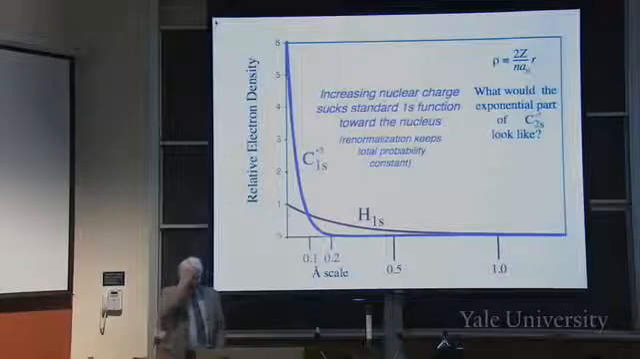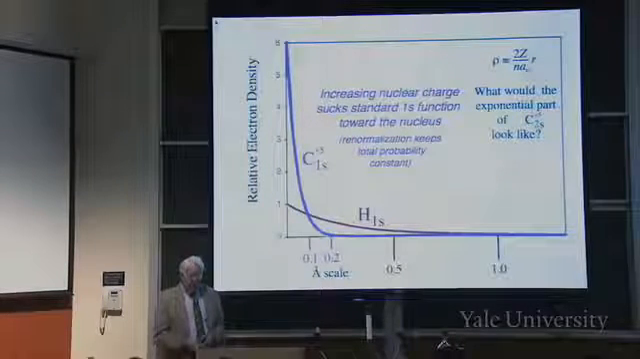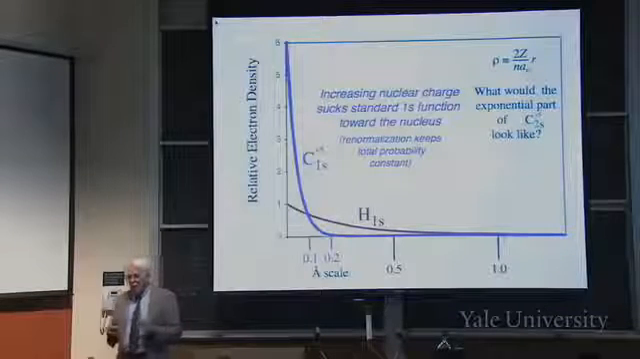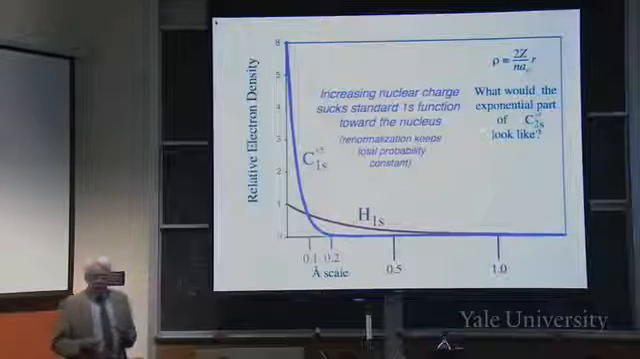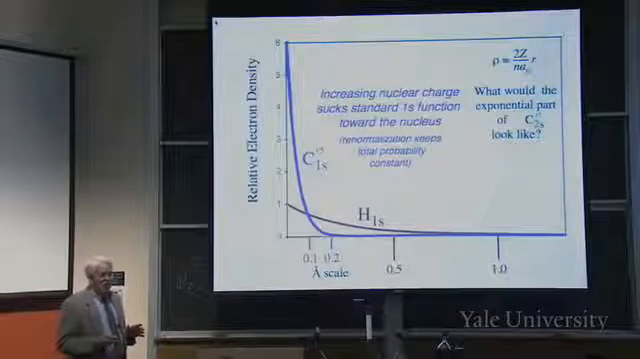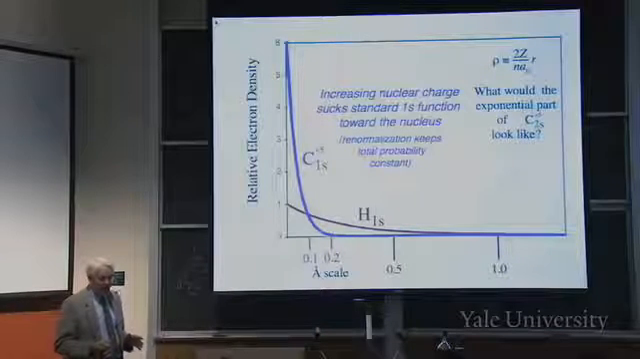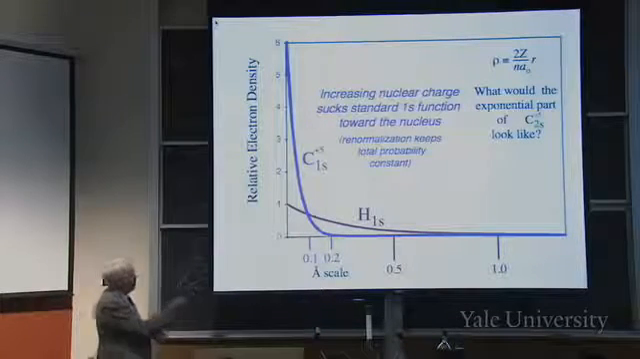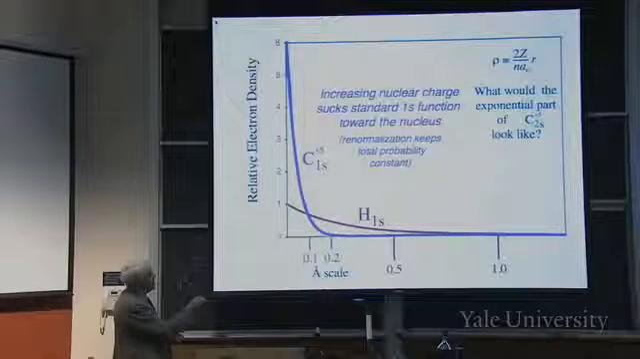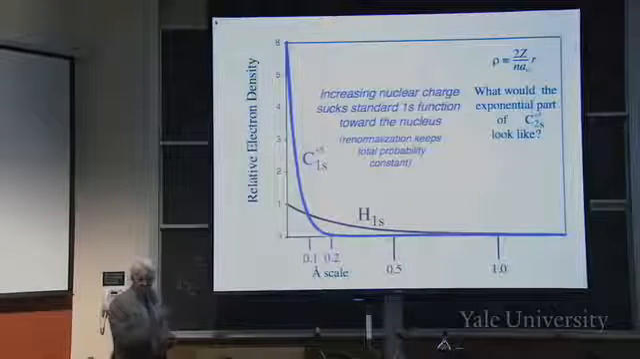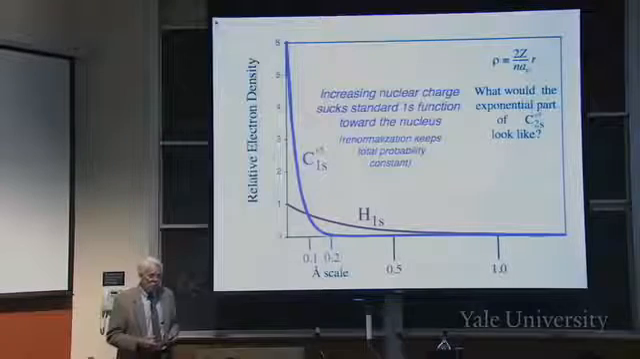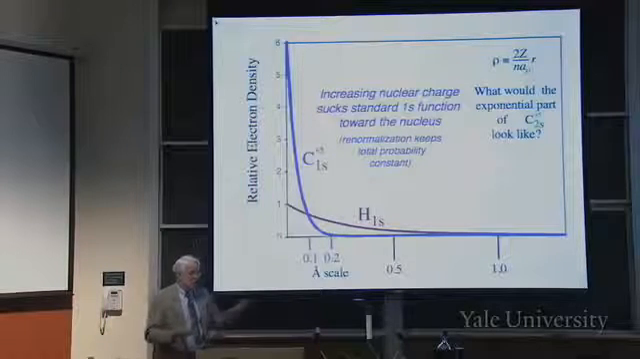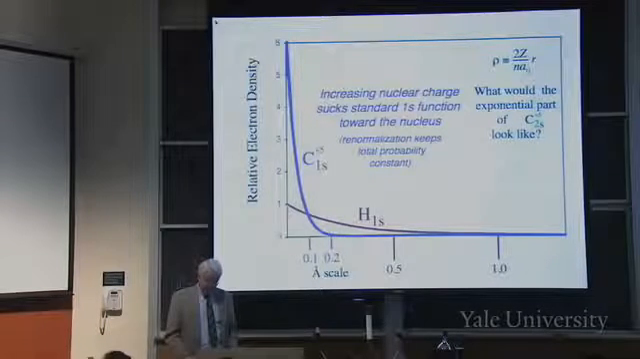So here's something to think about. How would it differ if instead of talking about the 1s orbital of carbon, I was talking about the 2s orbital of carbon? Now, rho is going to be different. The n here instead of 1 is going to be 2. So it's going to change the scale by a factor of 2. So the 2s are further out.